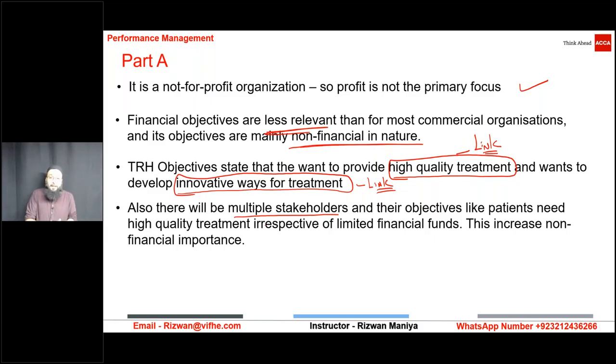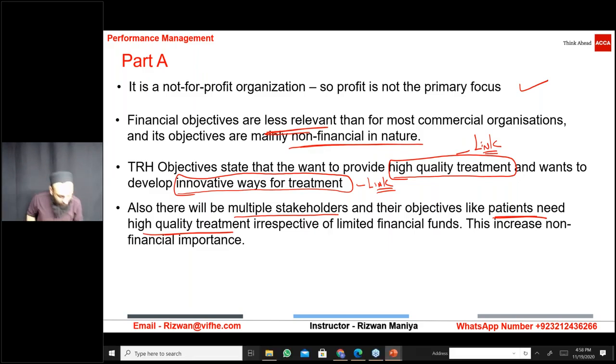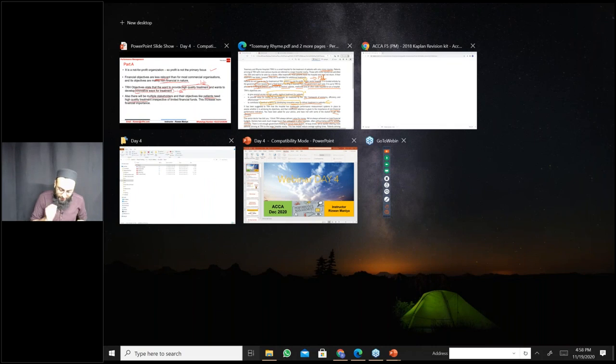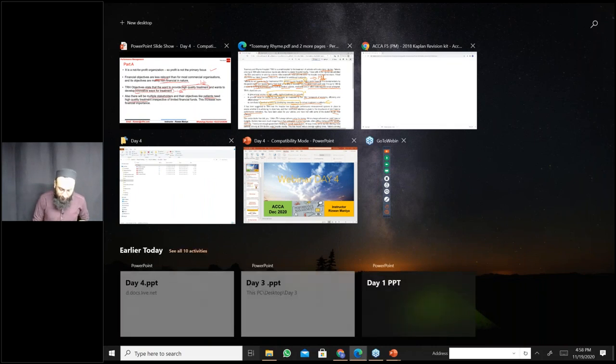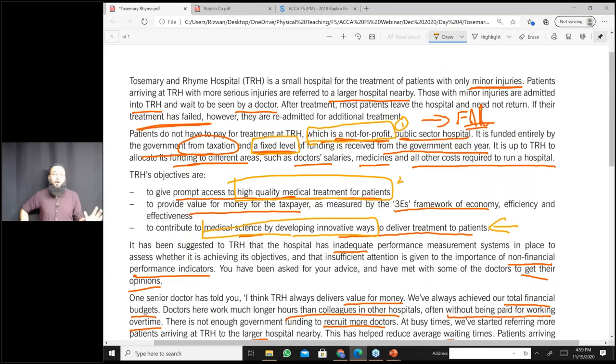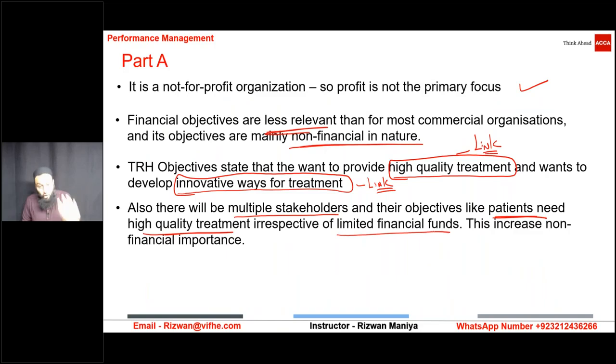Okay. Society, staff, so many stakeholders. Their objectives like patient needs high quality treatment. Patients are not concerned that the funds are fixed. Where it is written? See, here we have funds are fixed. Patients are not concerned that funds are fixed. They need high quality treatment, irrespective of limited financial funds. Because of this, the focus should be on non-financials.